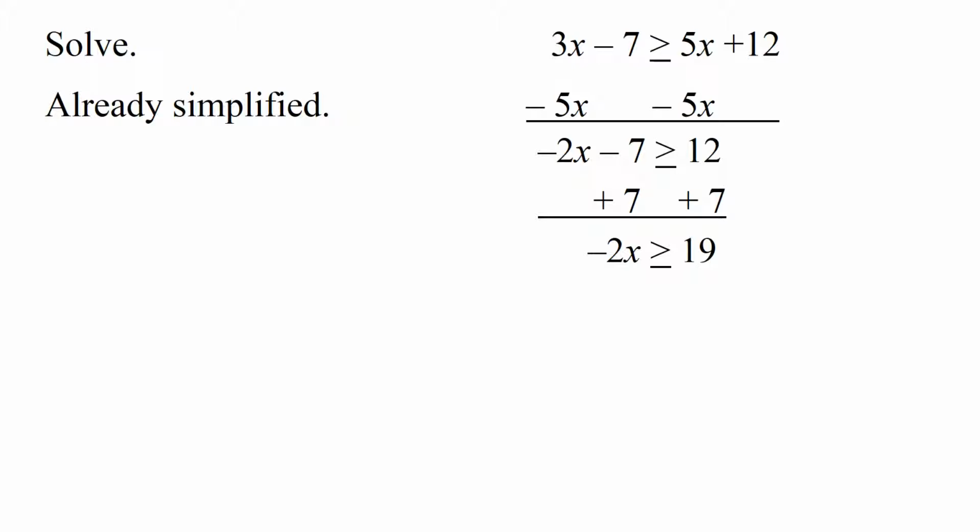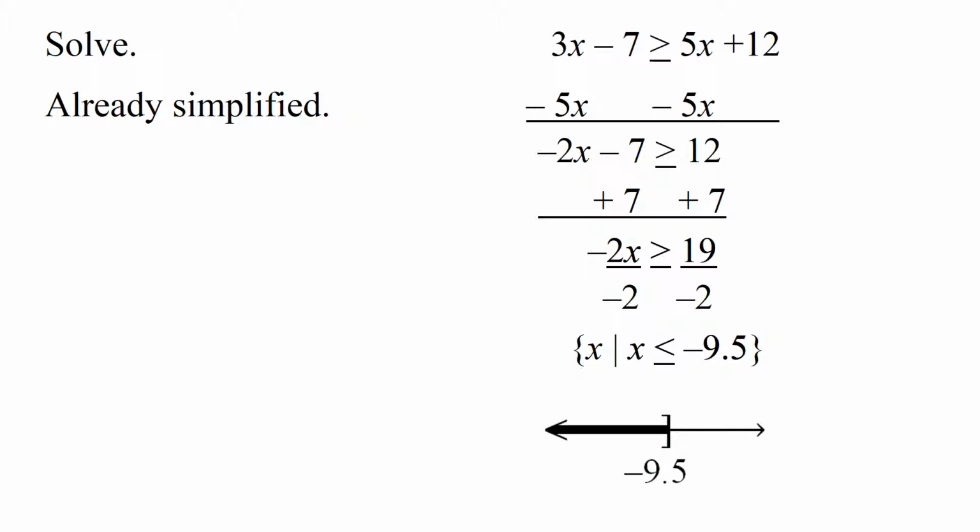And now I want to get rid of that negative 2 coefficient. So I'm going to divide both sides by negative 2. Because I divided by a negative, that's going to change this inequality from a greater than or equal to a less than or equal to. And again, if you want to fancy that up, you can make it set notation: x such that x is less than or equal to negative 9.5. And then I'm going to graph it, and because it's an or equal to, I'm going to use a bracket. So numbers less than or equal to negative 9.5 go to the left.